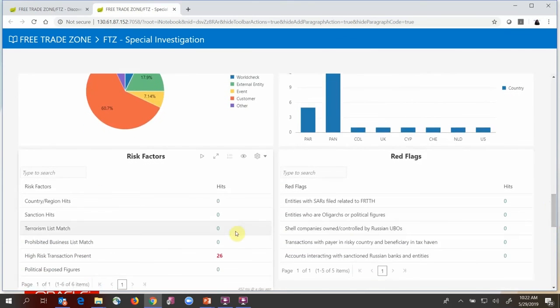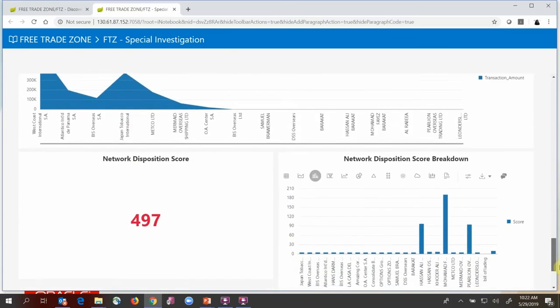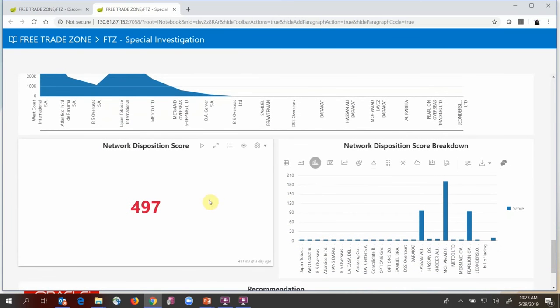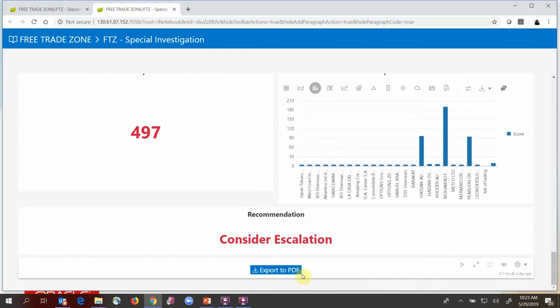We have the list of all the risk factors and red flags. High risk transaction had 26 different hits within our graph. We have the list of all the transactions here. And now here we have the overall network disposition score, which is a system generated, machine learning based score. Here is the breakdown of the entire risk score. The recommendation by the machine is consider escalation. We can export this information and attach it as part of our case investigation.